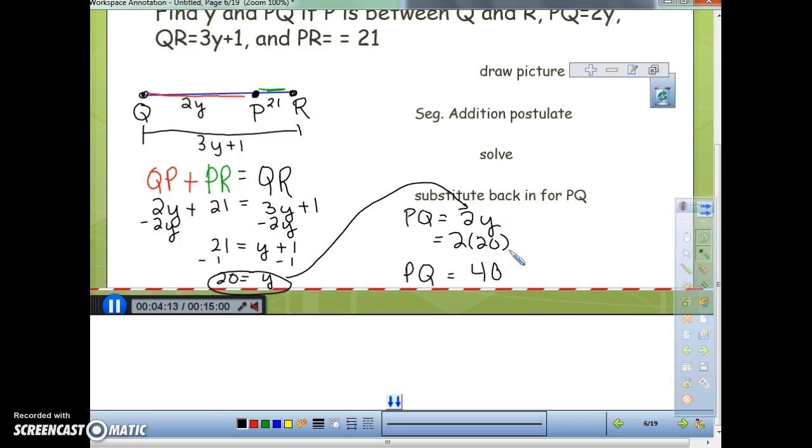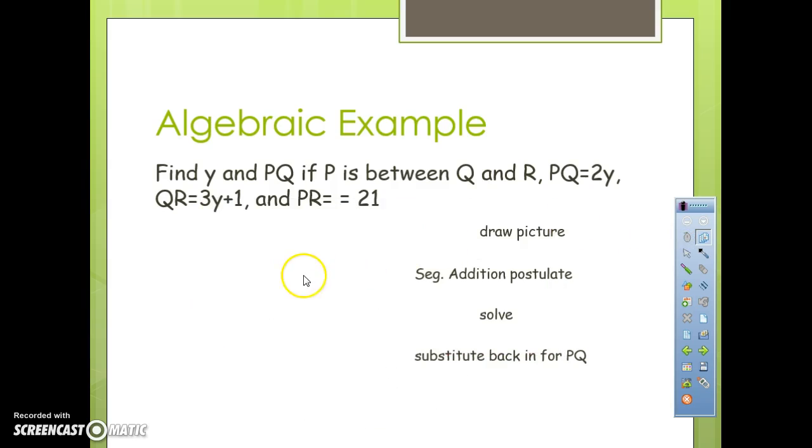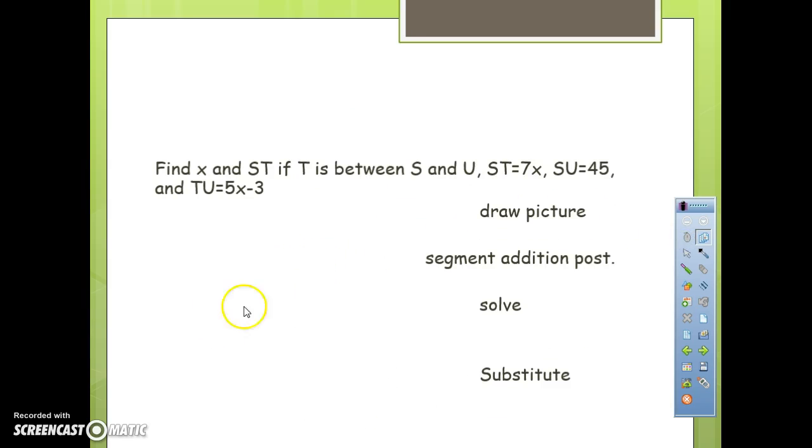Last algebraic example. We're going to find x and ST if T is between S and U. Make a segment. Labels on there.